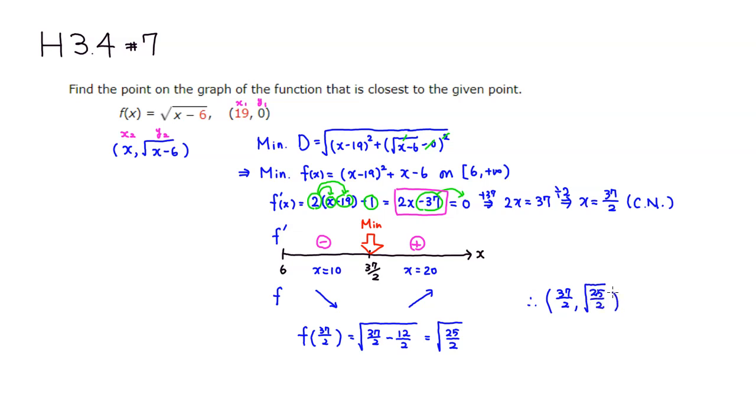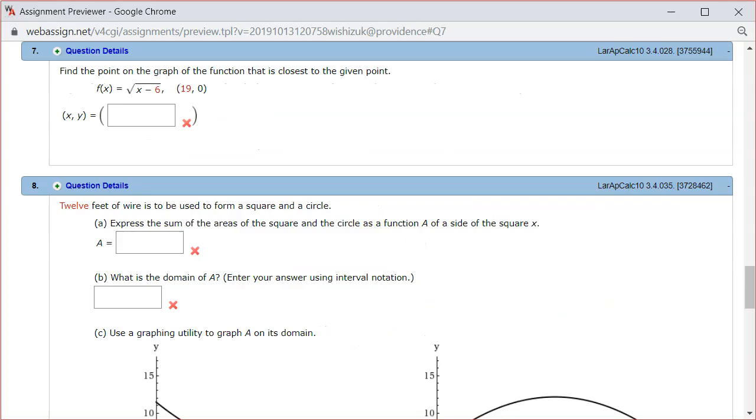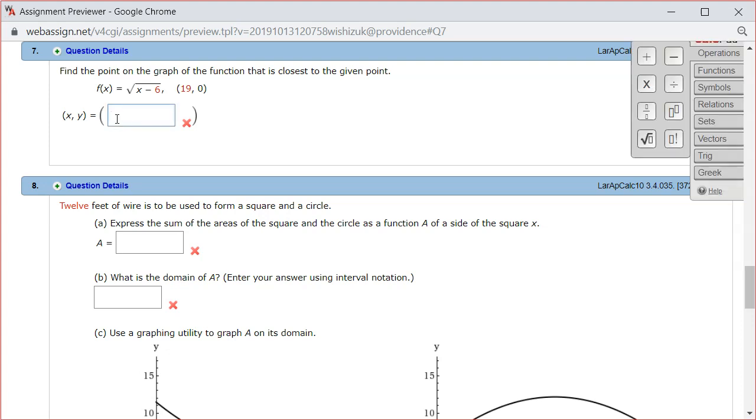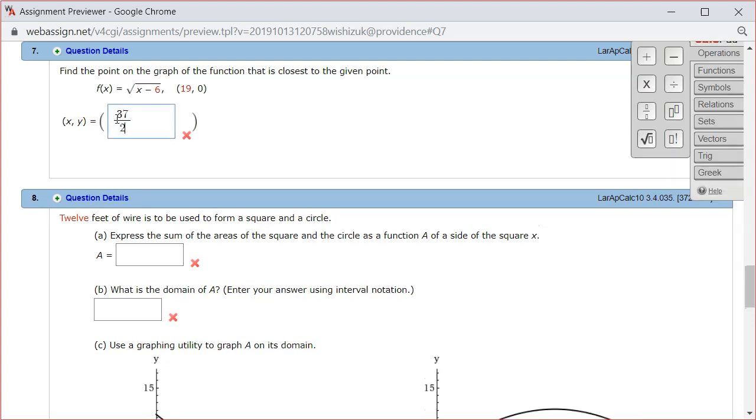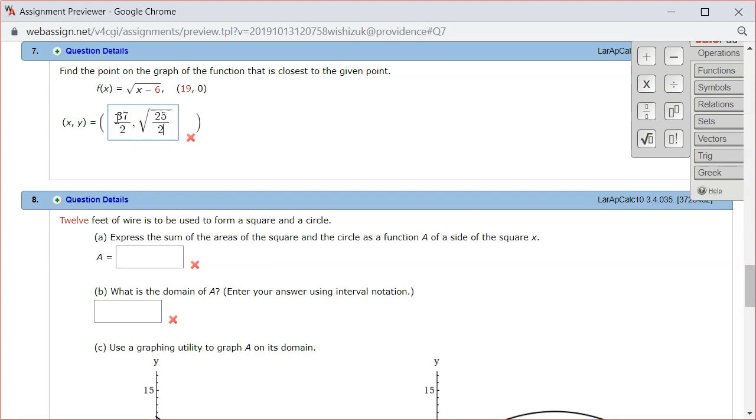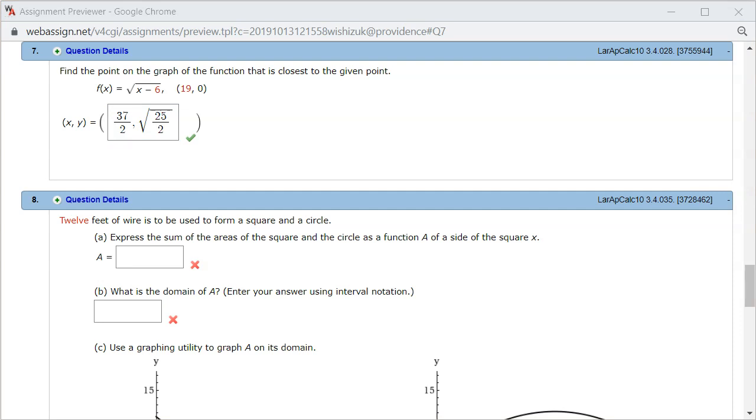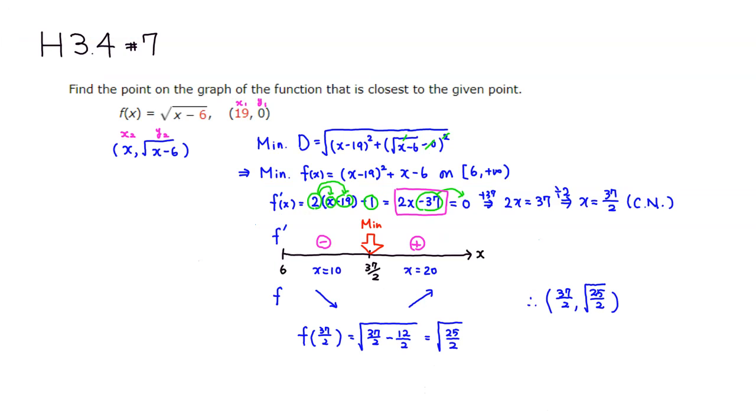All right, let's type it in. What we found was 37 over 2, comma, then the square root of 25 over 2. All right, let's check the answer. It came back and looks like we got the closest point correctly. That's it. I hope that this was clear.